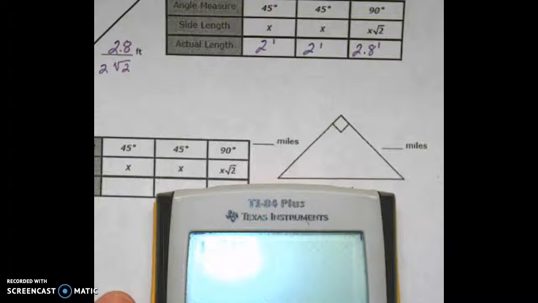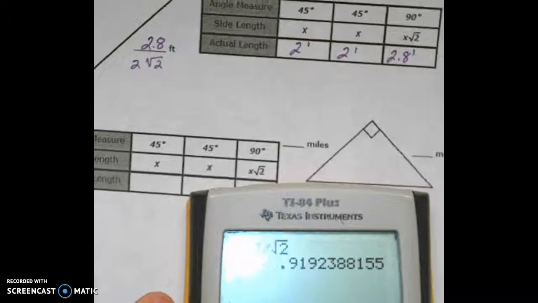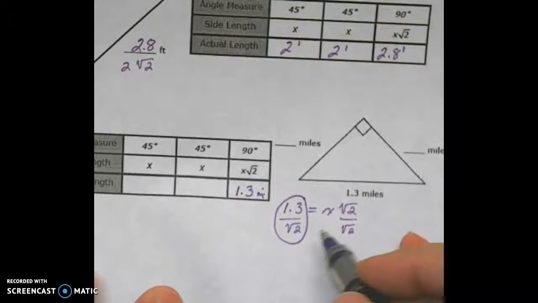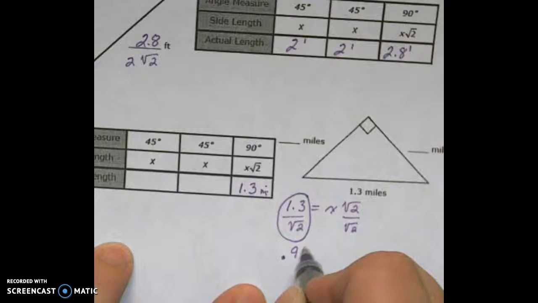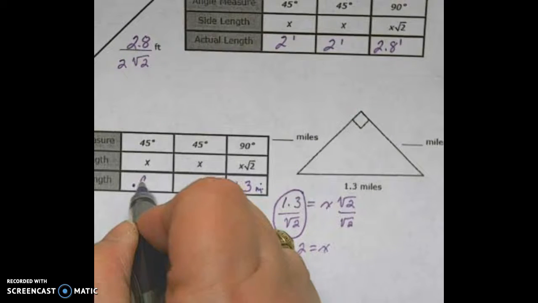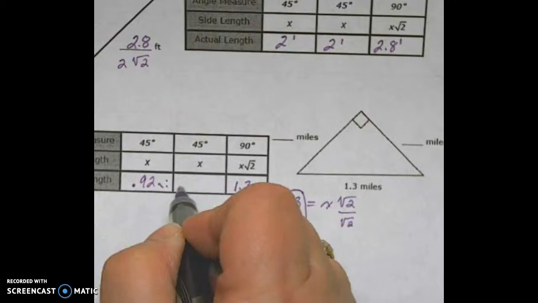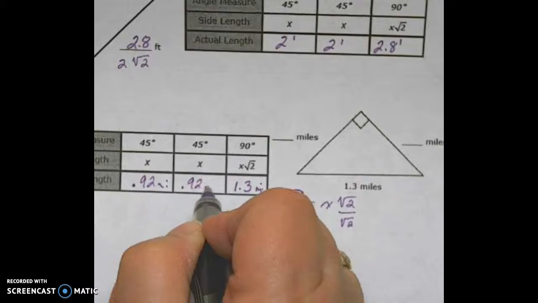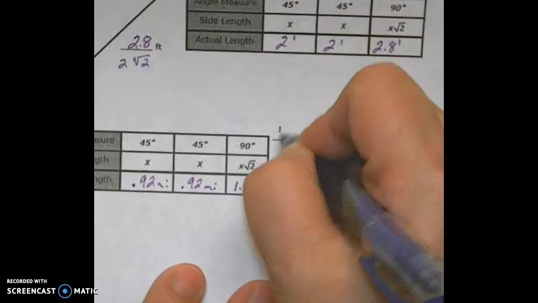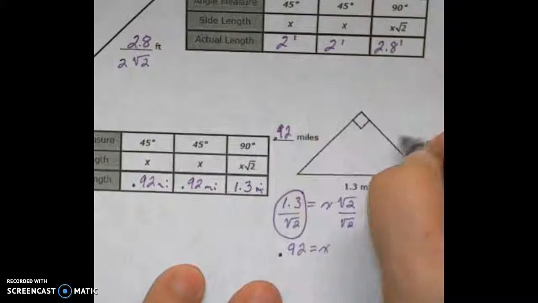1.3 divided by the square root of 2 gives me an approximate answer of 0.92. So I know that my actual length involved is 0.92 miles. And I can add that information to both my chart and to my diagram.